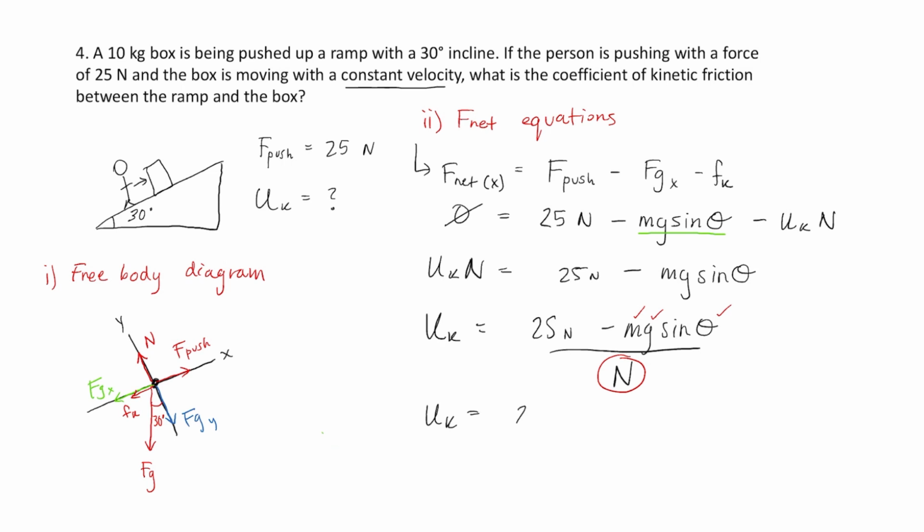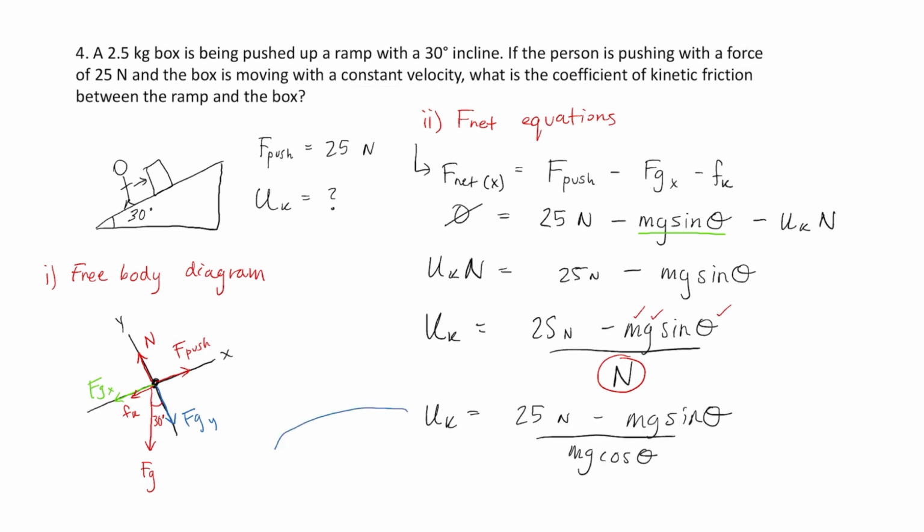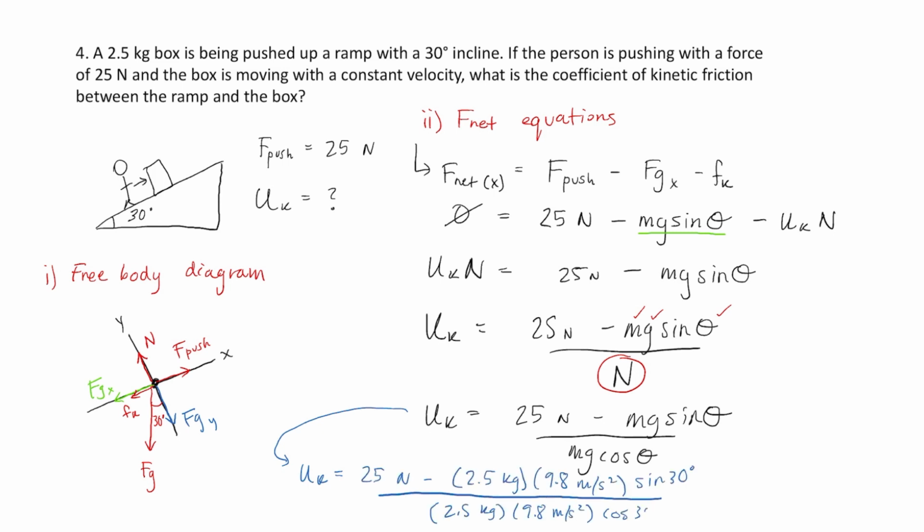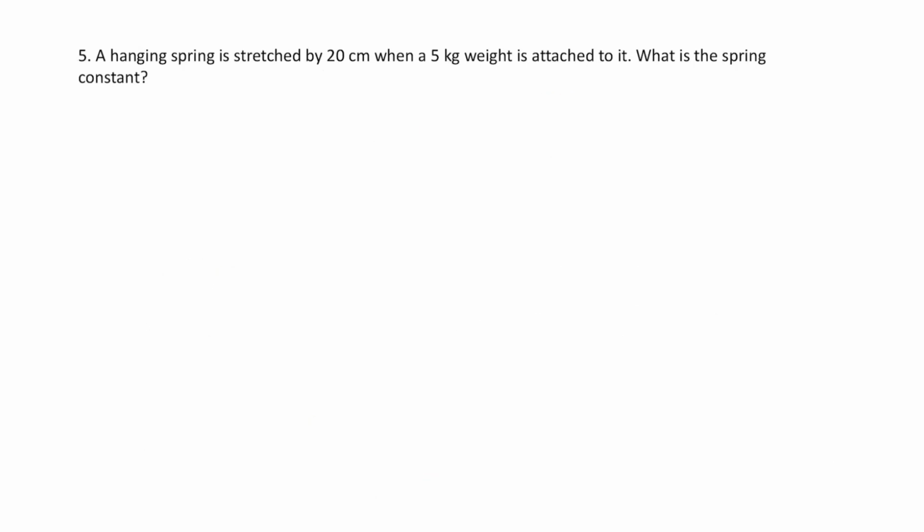And remember, we just learned that the y component of the force of gravity is equal to mg cos theta. So now we can replace the normal force with mg cos theta, and we have everything we need to solve for the coefficient of kinetic friction. All we have to do is plug in our values, and what we find is that the coefficient of kinetic friction is 0.6. And that's the answer to our fourth question. Now let's move on to our fifth and final question.